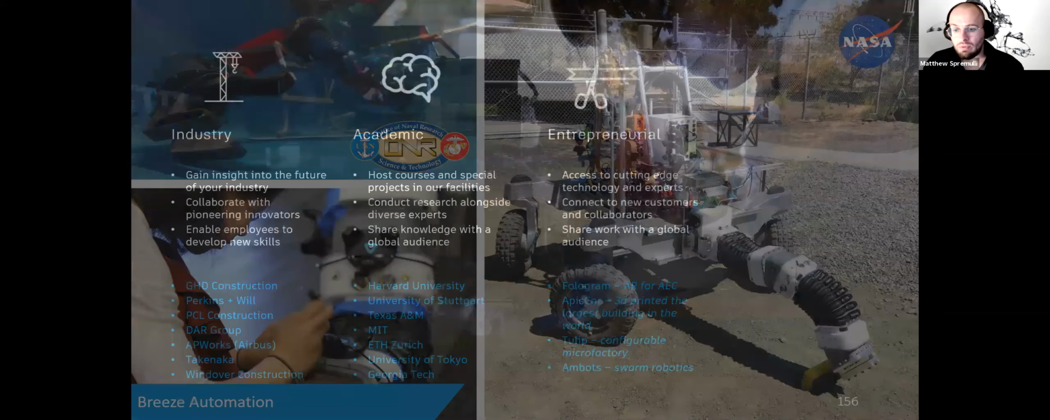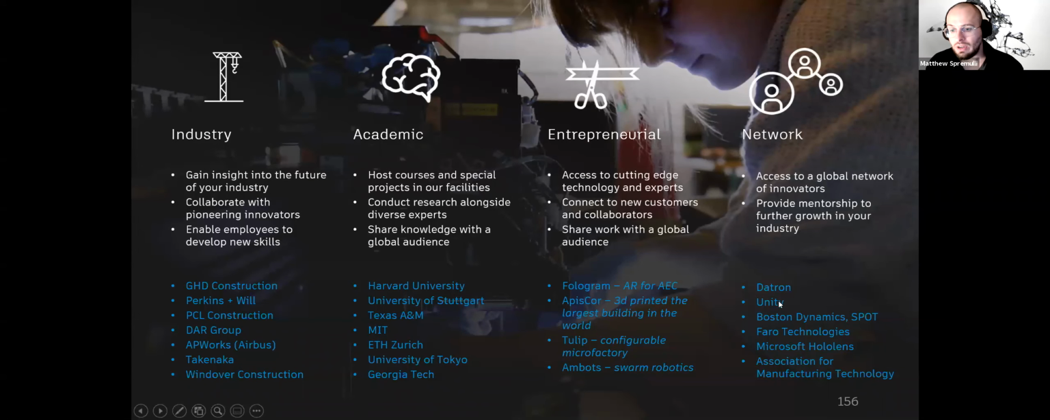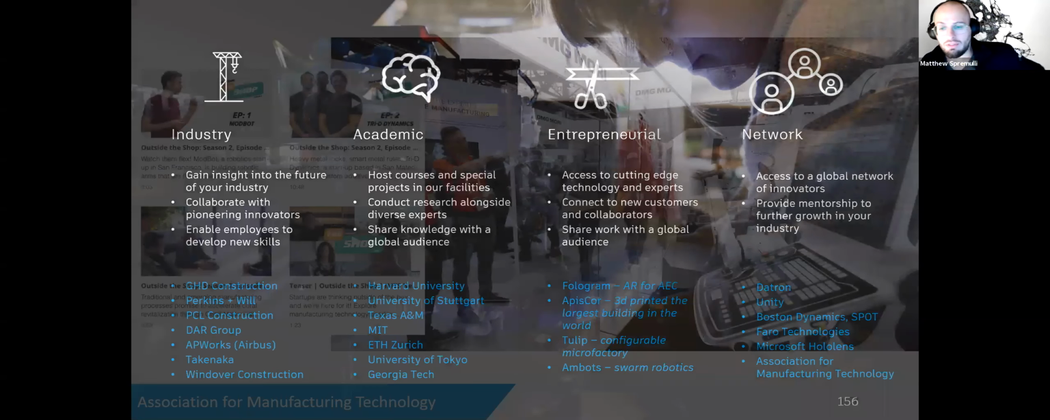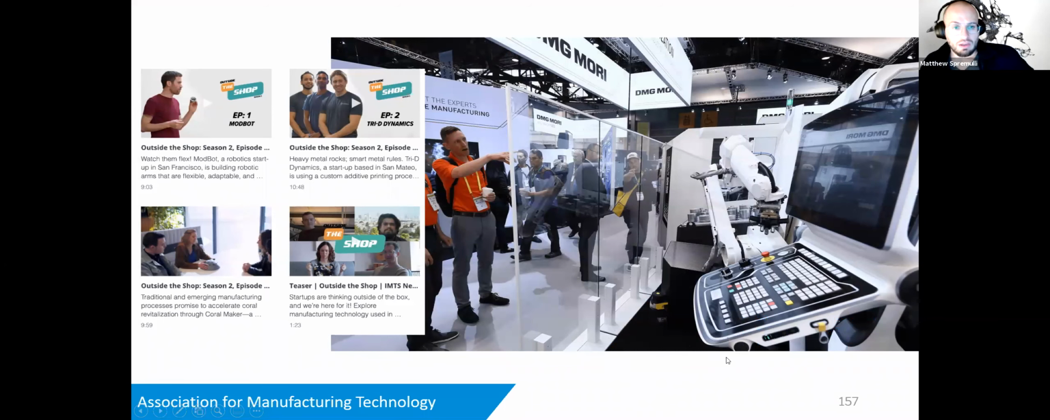And finally, network. I mentioned companies like Unity, Boston Dynamics with the Spot robot, Microsoft HoloLens, and the Association for Manufacturing Technology. We work together with them to promote some programs that are similar to both companies and organizations, and we can work together to promote each other and to make interesting programs.